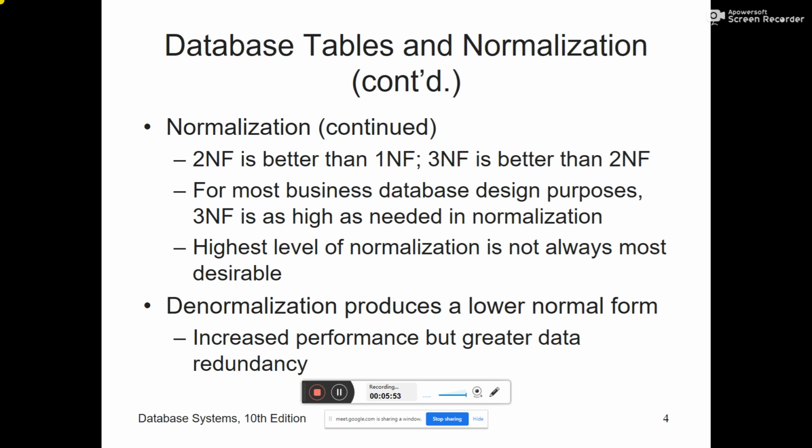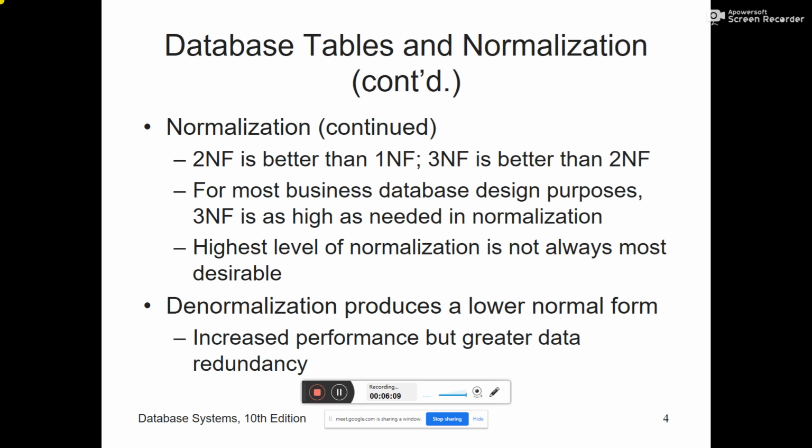And yes, we can have more normal forms like BCNF, 4NF, 5NF, but in most business organizations, this high level of normalization is not required.